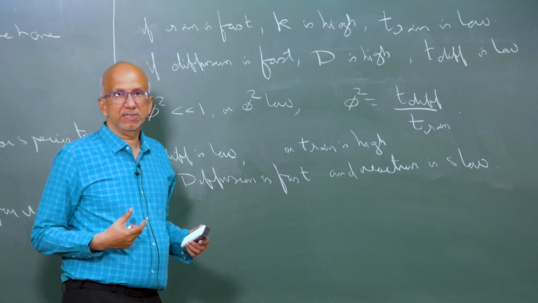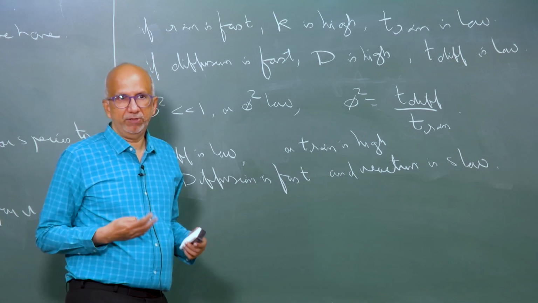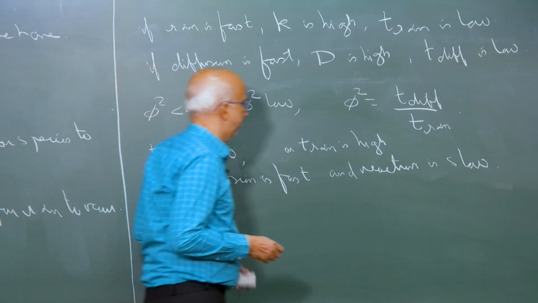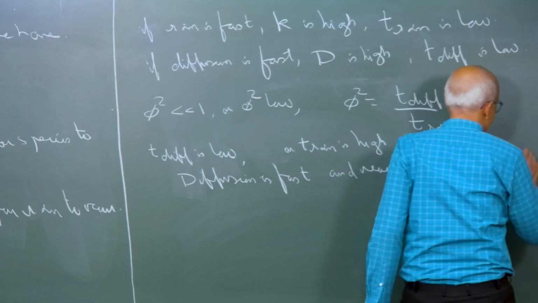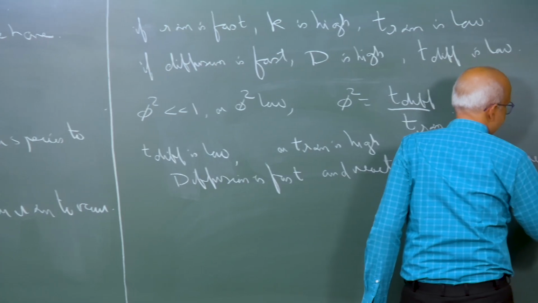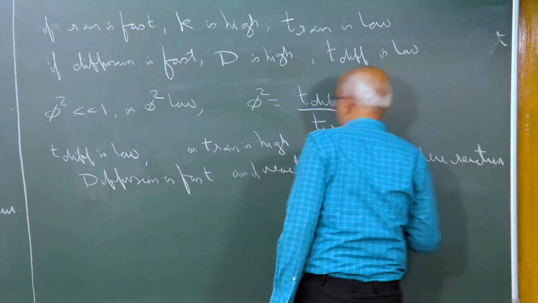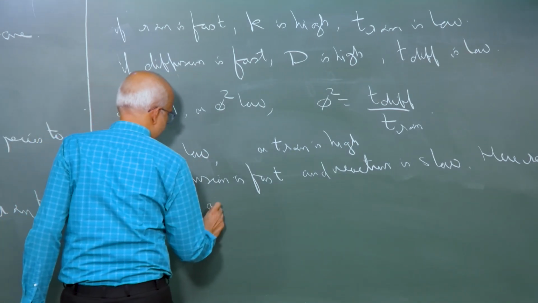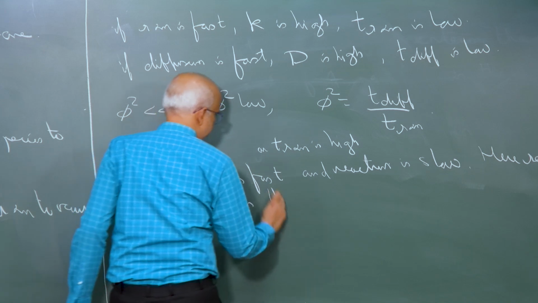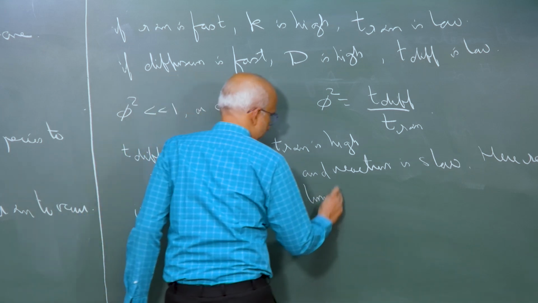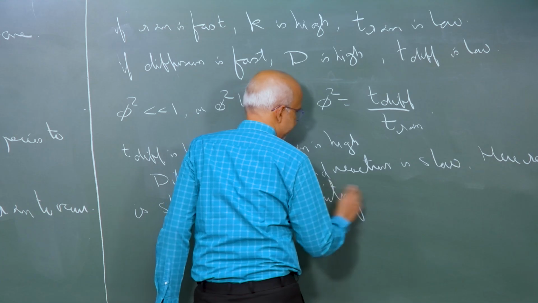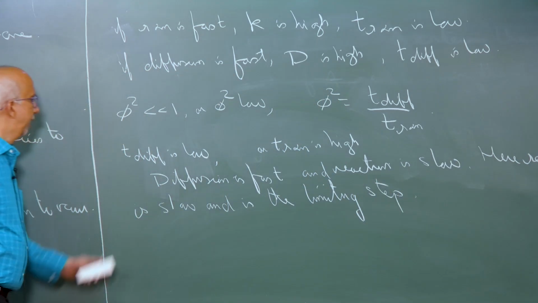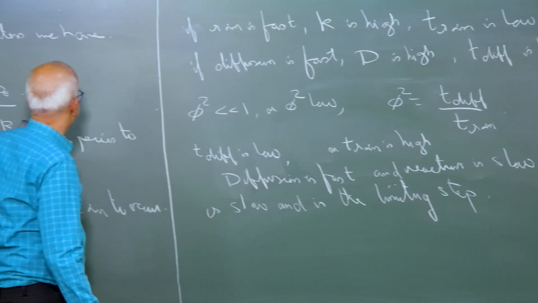So, this is the situation where we call a reaction limiting process. So, here reaction is slow and is the limiting step, in the limit of phi squared being very much less than 1.